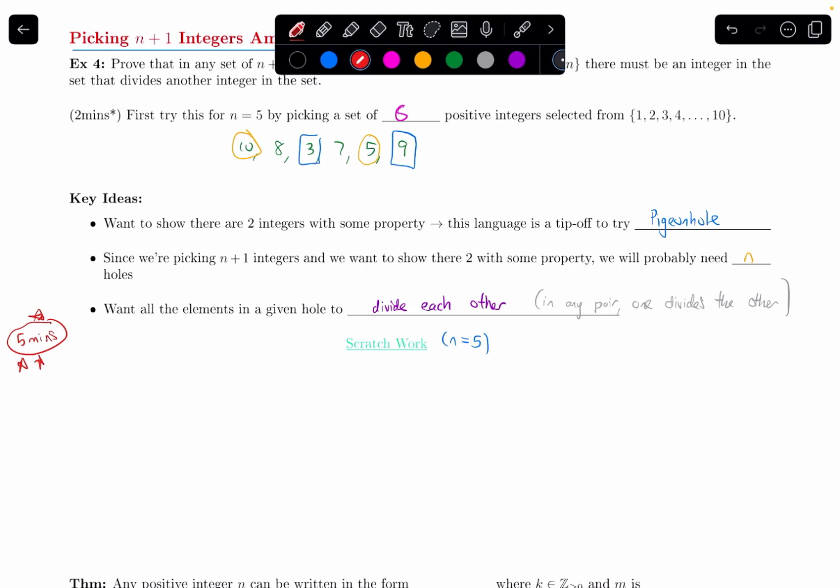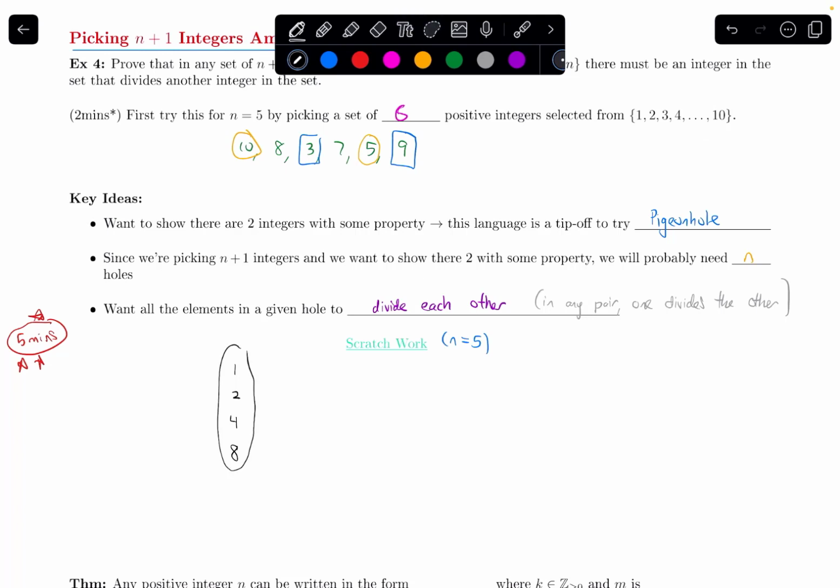Okay, so hopefully you did that. Let's bring it back and talk about it. So in this first hole, I'm going to place the integer 1 in it. And then I'm going to double that to get 2, and then double that to get 4, double that to get 8. If I double that again, I'd get 16, but that's now outside of my set. So I'm going to stop it there.